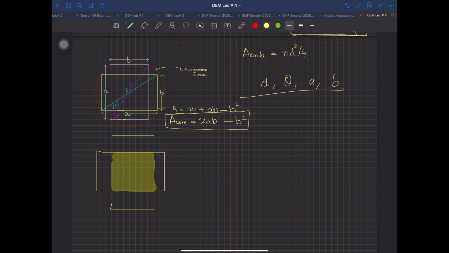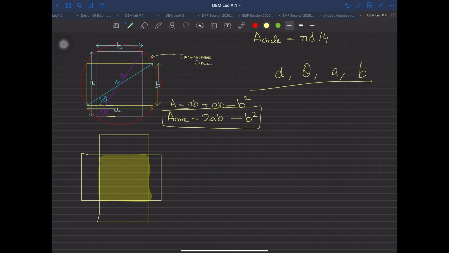Supposedly, let's take this yellow rectangle over here. I have this B over here. Let's take sine theta. Sine theta is equal to B over D. And if I try cos of theta for the first triangle, you get A over D.